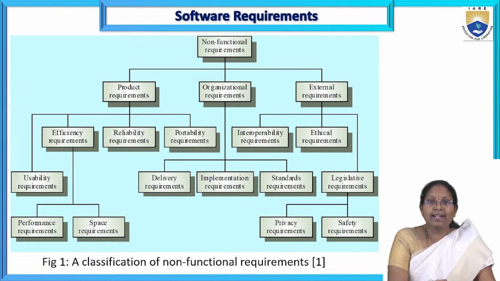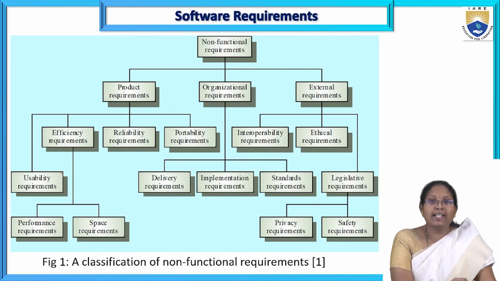Those non-functional requirements are also categorized as product requirements, organizational requirements, as well as external requirements, all under the non-functional requirements. Product requirements include efficiency requirements. To develop an efficient product, what requirements are needed? Those are called efficiency requirements.